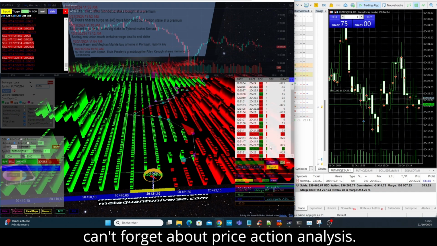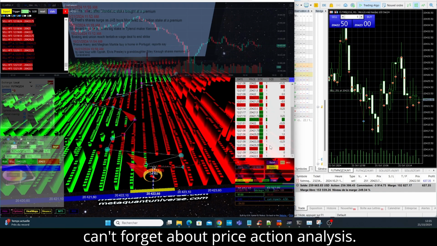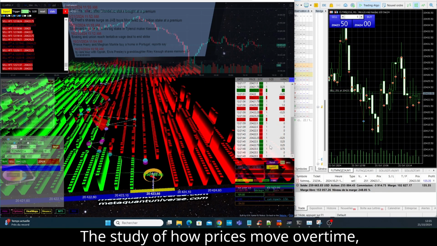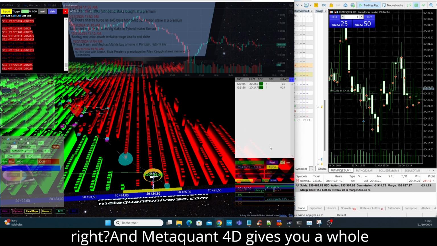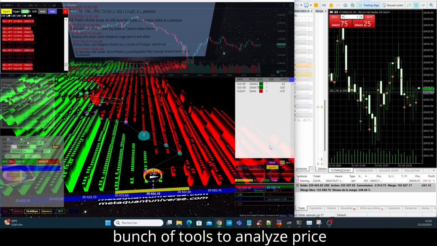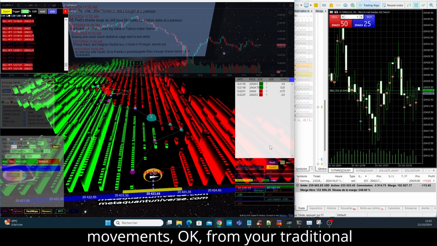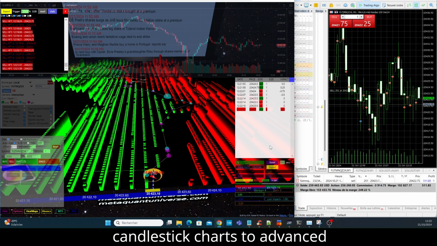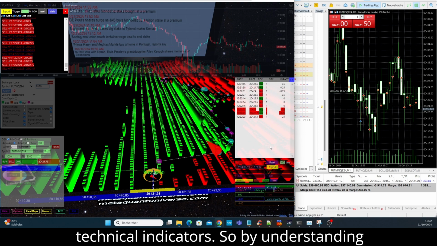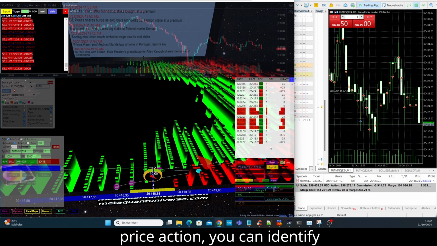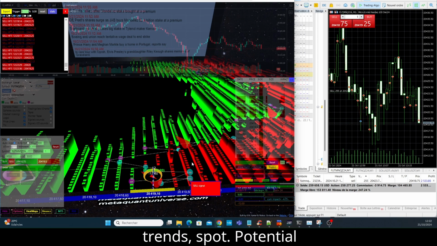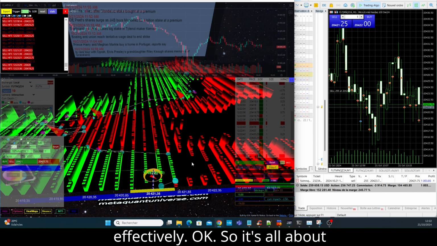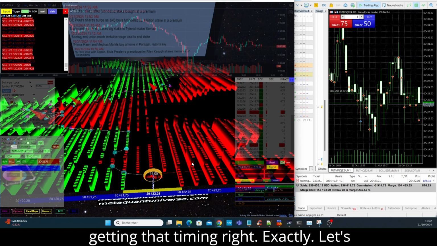And of course, we can't forget about price action analysis. Of course not. That's the classic, right? The study of how prices move over time. And MetaQuant 4D gives you a whole bunch of tools to analyze price movements, from your traditional candlestick charts to advanced technical indicators. So by understanding price action, you can identify trends, spot potential reversals, and time your trades more effectively. So it's all about getting that timing right.